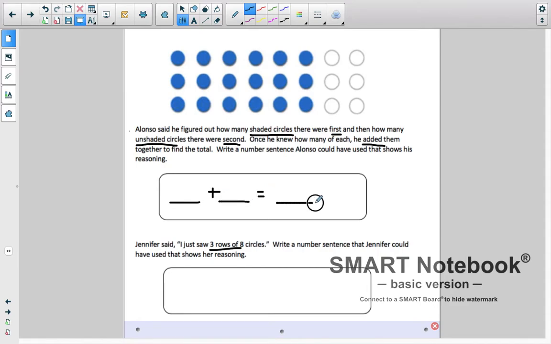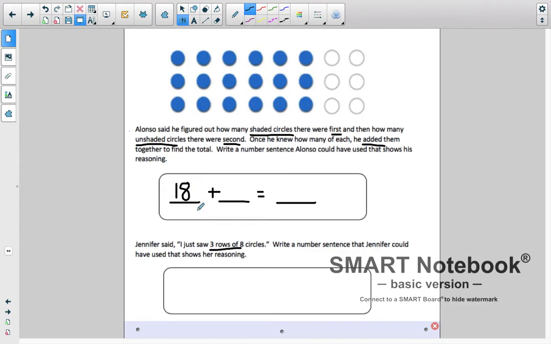And it says that Alfonso did something first. What is the first thing that he did? He counted the shaded circles, how many there were first. So let's count the shaded circles first. 1, 2, 3, 4, 5, 6, 7, 8, 9, 10, 11, 12, 13, 14, 15, 16, 17, 18. And I'm going to put that as my first part because that's what he did first.